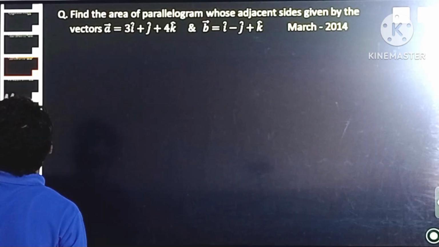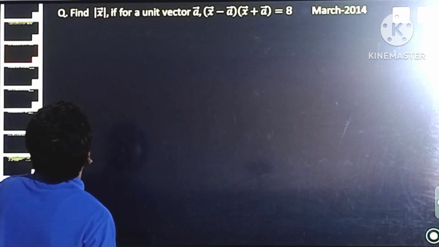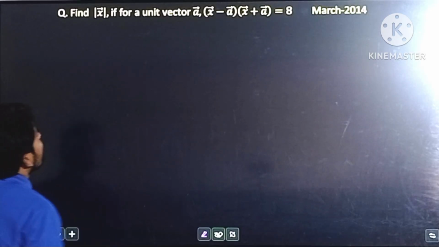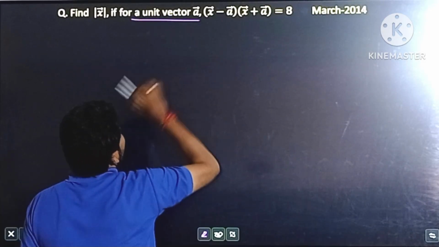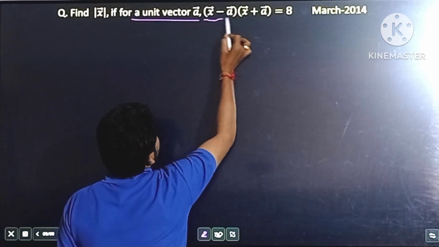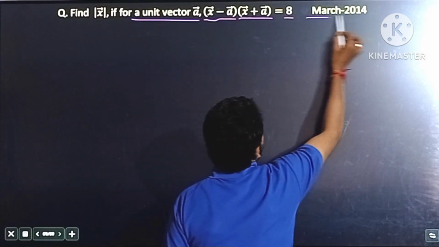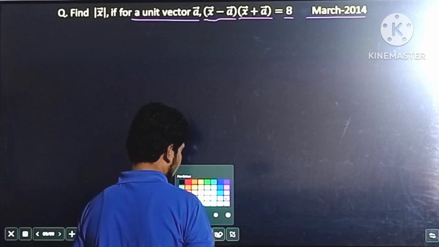And the next question is: find the magnitude of x vector for a unit vector a vector and (x vector minus a vector) dot (x vector plus a vector) is equal to 8. So this question was asked in March 2015.